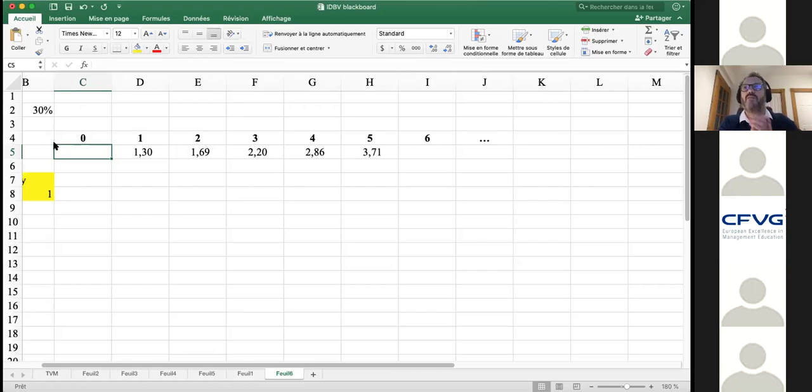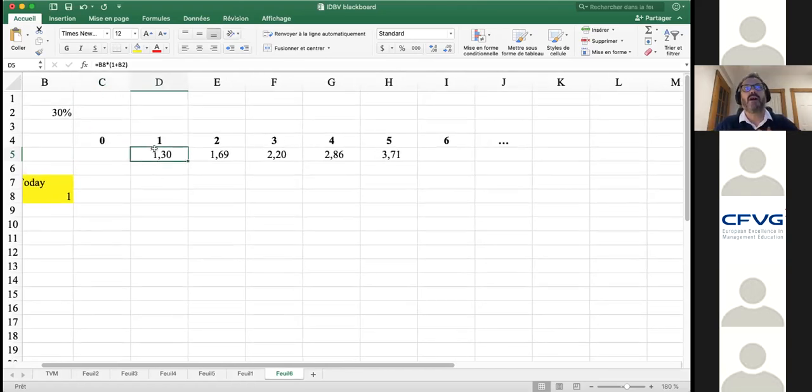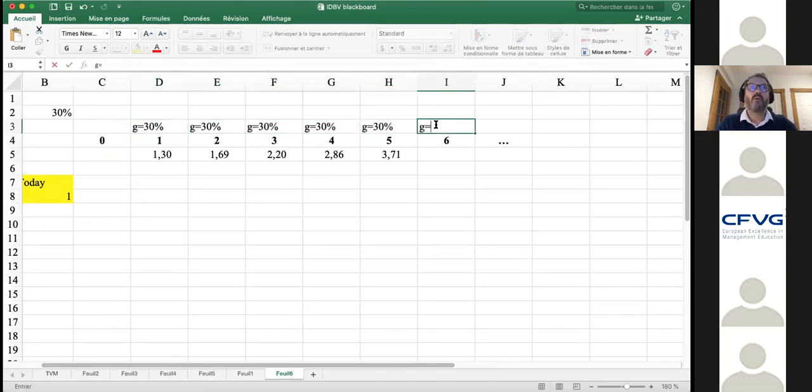Compared to exercise number 4 we did together, we could say we are just after the payment, after the announcement of 1 million. So we do not consider the 1 million at the year 0, okay? But we use it to be able to calculate the cash flow at the year 1. So G is equal to 30% here. And that's the same here. And so now G is equal to 2%, right?